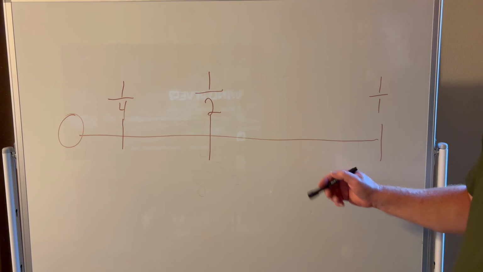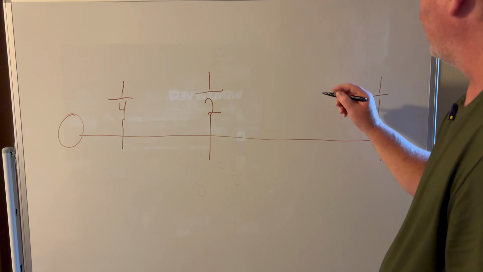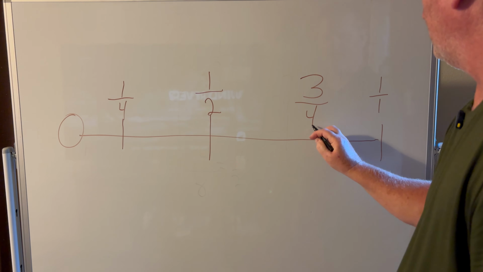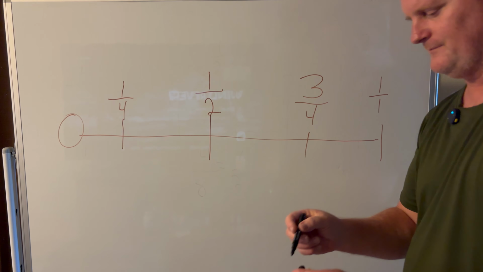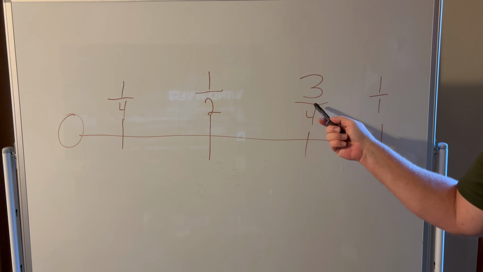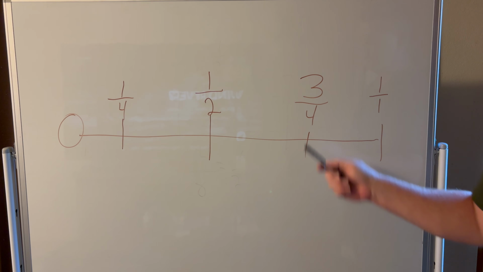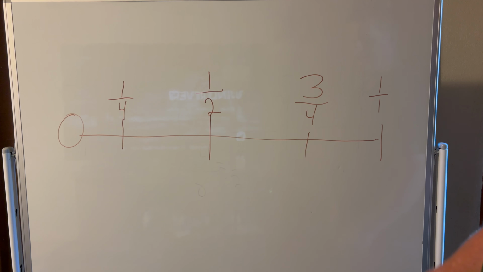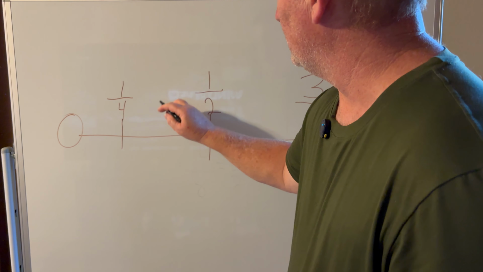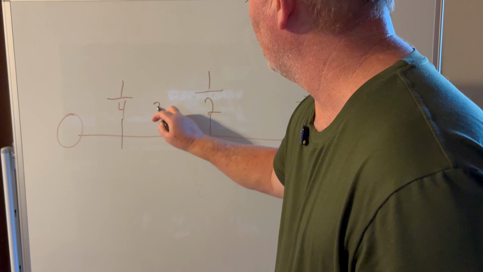Okay? Now, where is our 3/4? Our 3/4 would be right up in here, right? 3/4. We could cut 3/4 in half. All we got to do is double that bottom number, right? What would 3/4 be if we double that bottom number? It would be 3/8. All right? Where would 3/8 be? 3/8 would be right here.